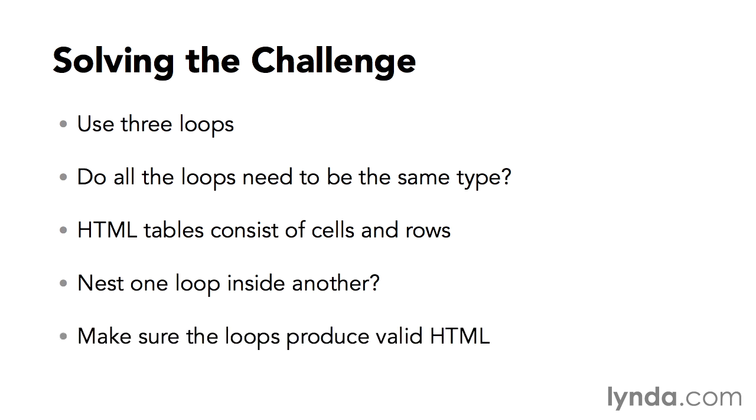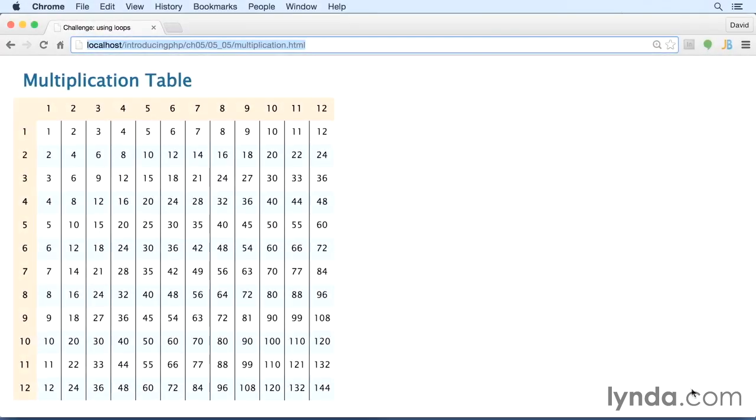You also need to be careful that the loops produce valid HTML. A common mistake with loops is to omit a closing tag, which can make your HTML collapse like a house of cards. I estimate it'll take 20 minutes or more to work out how to generate this table dynamically with PHP. It might even take you longer.